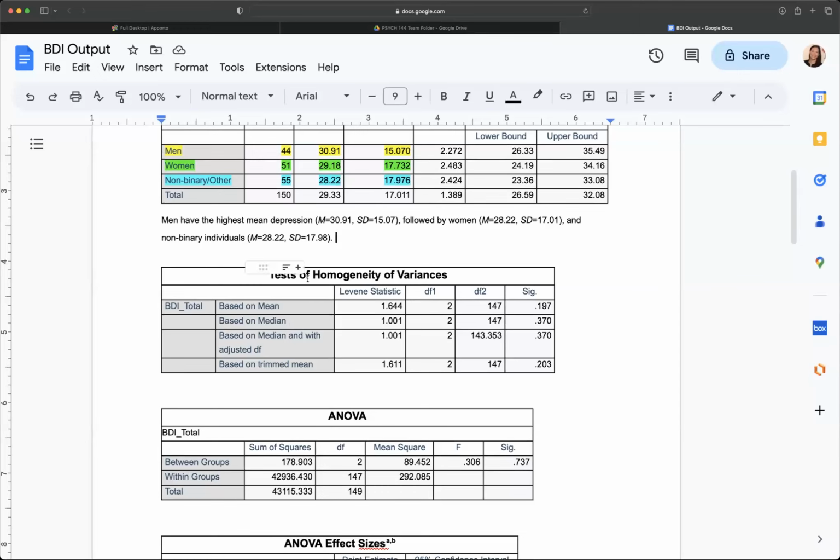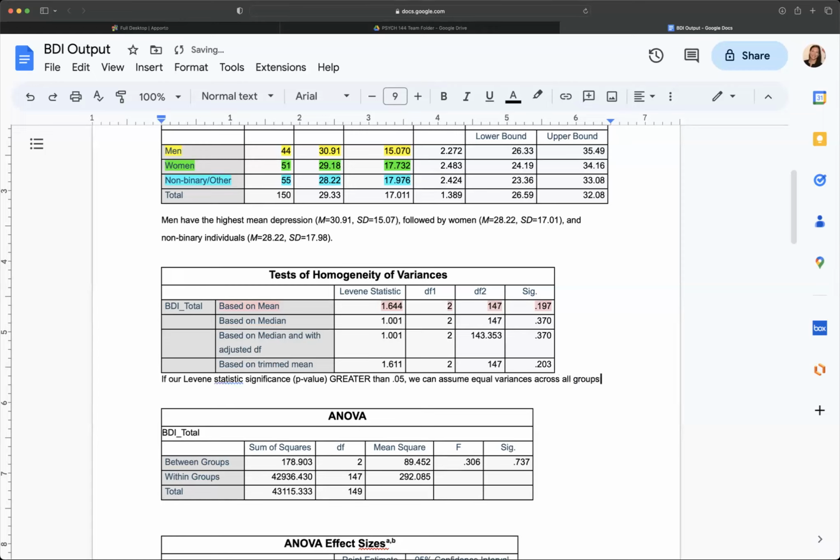Next, we're going to look at our test of homogeneity of variances. We're looking at this based on the mean. We're looking at our Levene statistic, but really we're looking at this sig. So what's happening here is that if our Levene statistic significance, which is our p-value in the Levene test, is greater than 0.05, we can assume equal variances across all the groups. So we have three groups now.